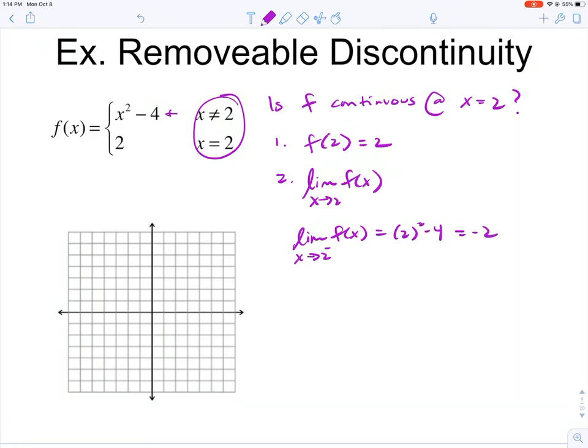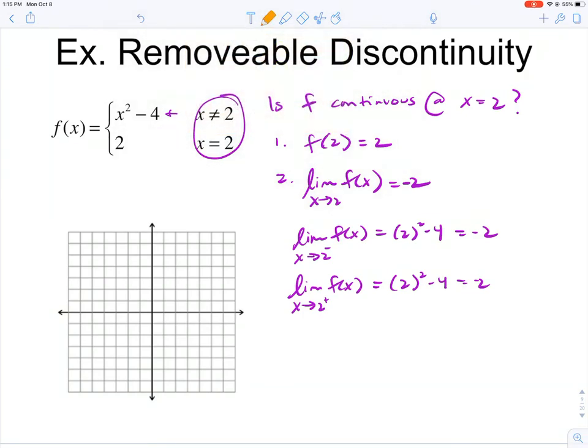So we get negative 2. And then the limit as x approaches 2 from the right, we would also substitute in there and get negative 2. So the two-sided limit is negative 2. So the limit exists as x approaches 2. However, the function evaluated at 2 is a different value.